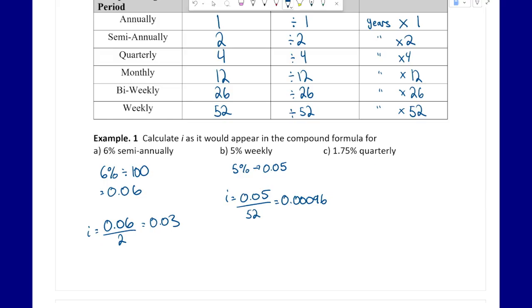And lastly, 1.75% quarterly. We take the 1.75%, turn it into a decimal, 0.0175. That's what it is per year. But because it says quarterly, I need to take that value and divide it by 4 to figure out the percentage of interest being earned or owed each quarter.